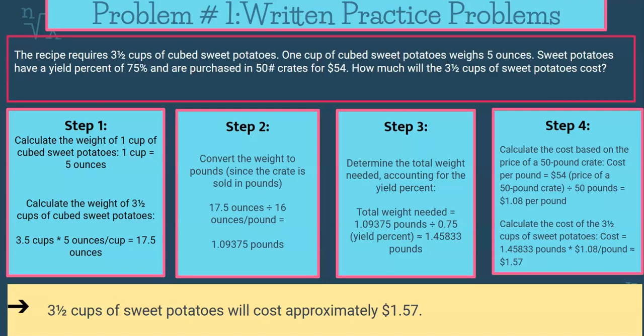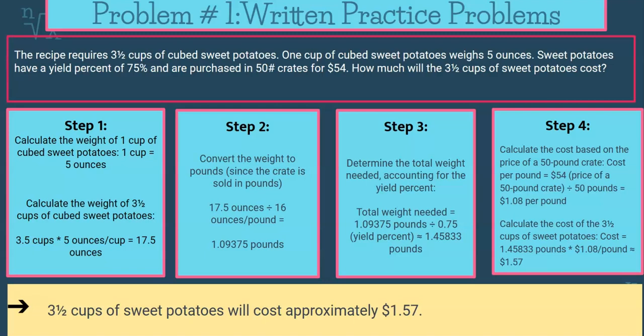So you're going to calculate the cost of 3½ cups of sweet potatoes. So you take your amount, accounting for the yield percent, which is the 1.45833 pounds, and you're going to multiply it by 1.08 because that's how much it is for 1 pound, and the cost for the 3½ cups is $1.57. So to make your sweet potato muffins, you need 3½ cups of sweet potatoes. That will cost you approximately $1.57.